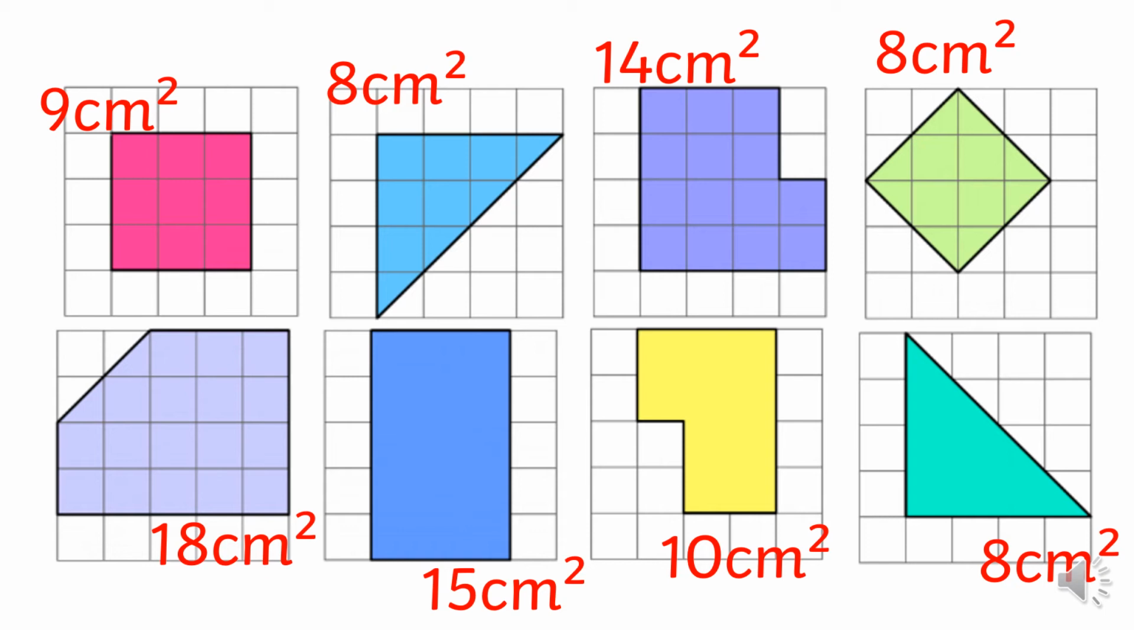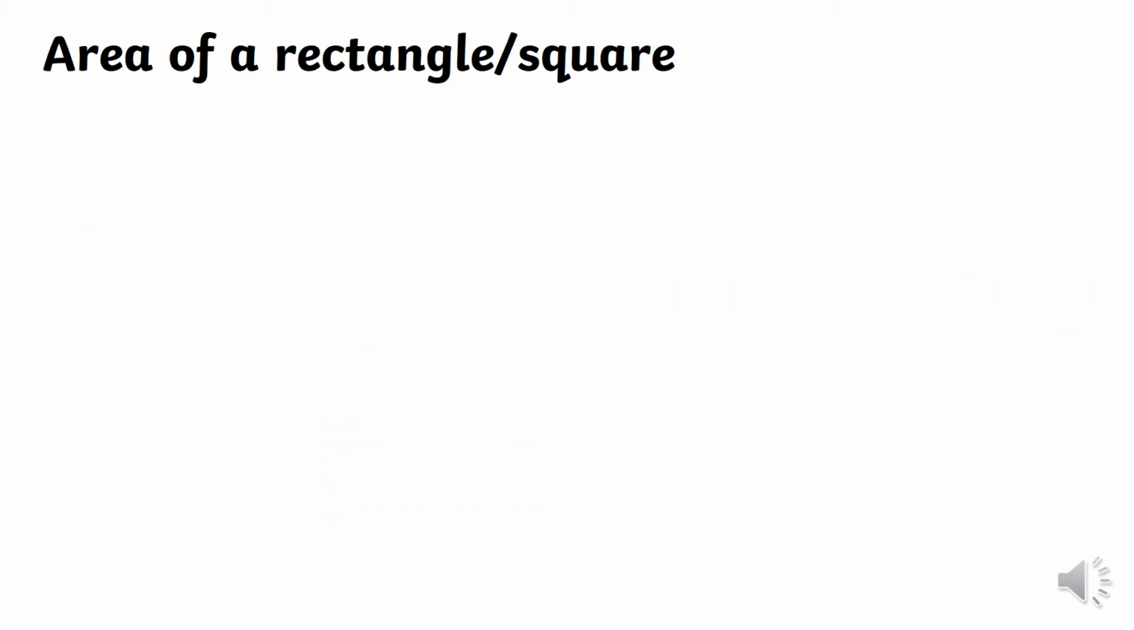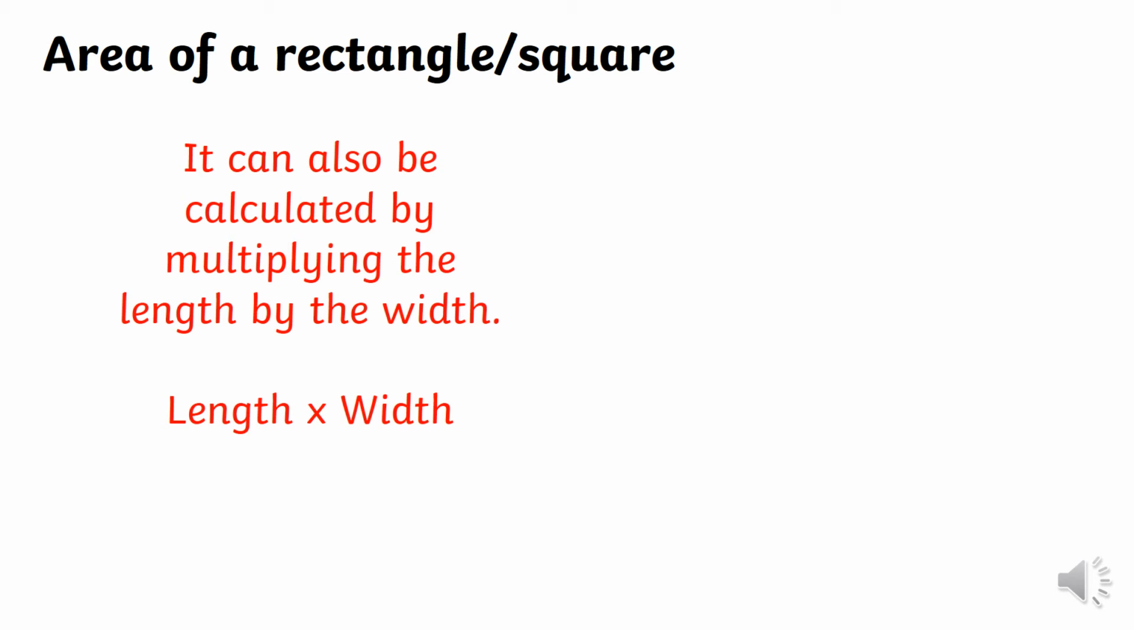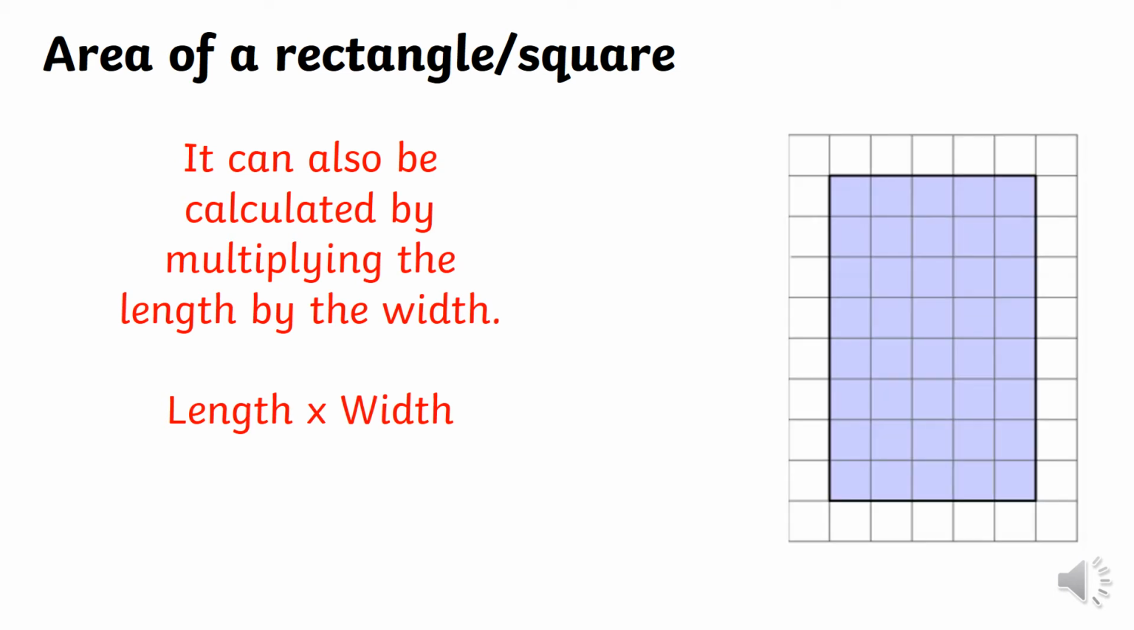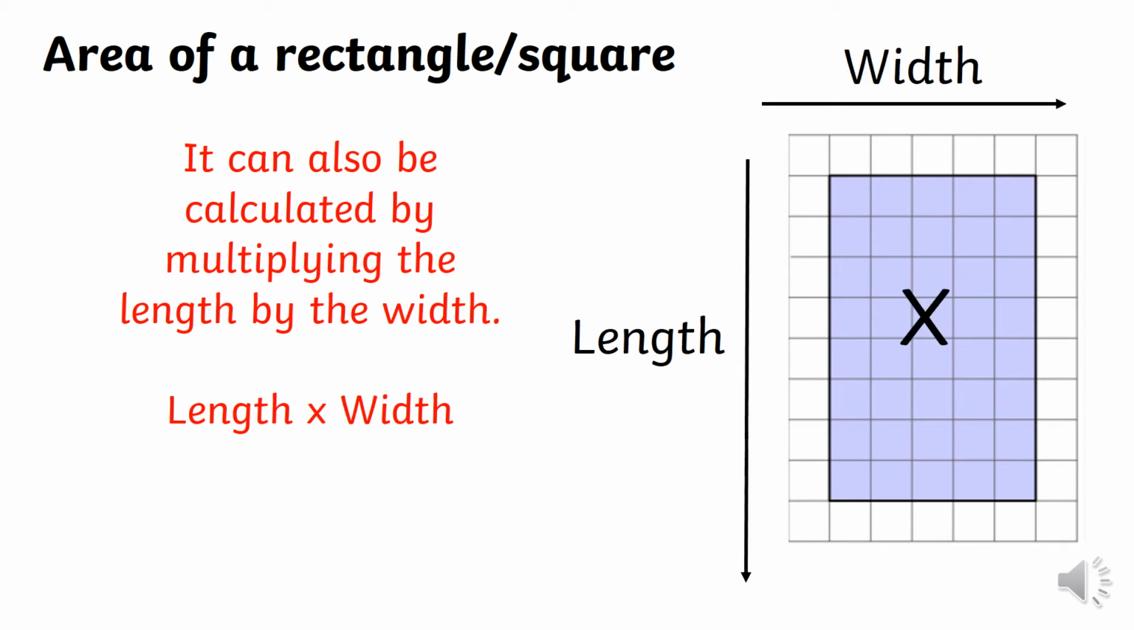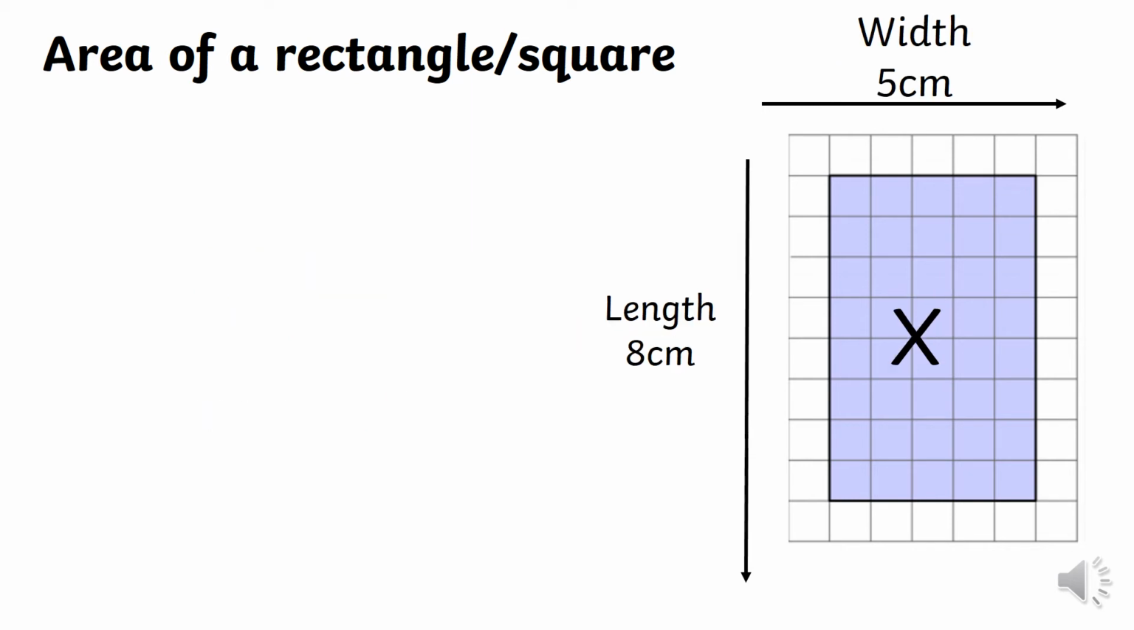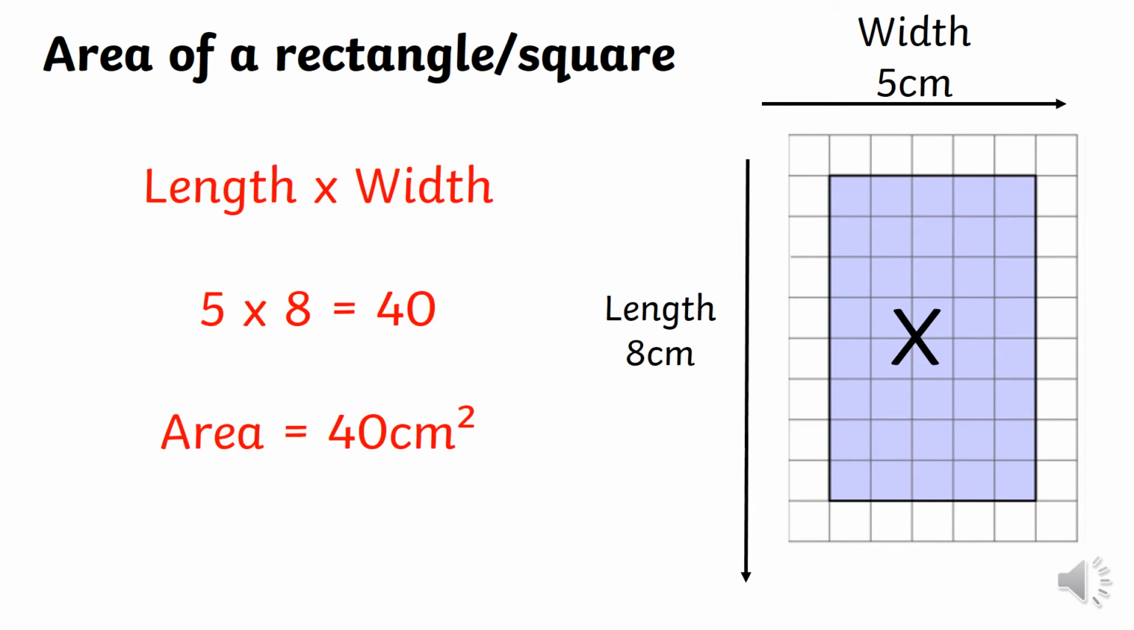We're going to move on to now how to calculate area without adding the squares, because like the last 3 there haven't got squares to add, so sometimes we need to use a formula to help us. So it can also be calculated by multiplying the length by the width. So if you can see here, here's our rectangle. There's my length times my width. So if my length was 8 centimetres and my width was 5 centimetres, I would do 5 times 8, which is 40, and my area is 40 centimetres squared.